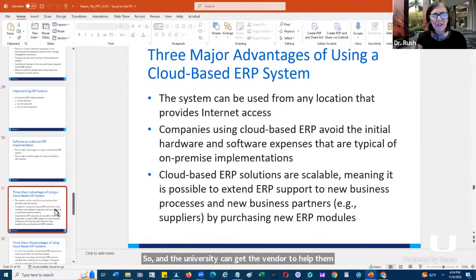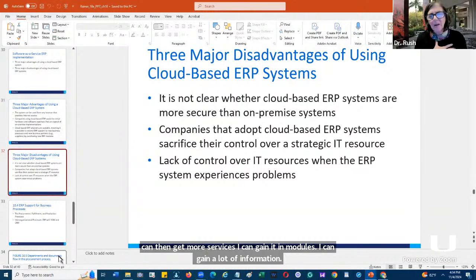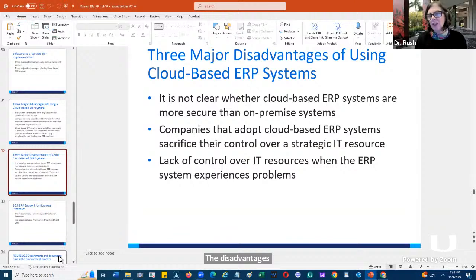So the advantages here, I would say, are that you can scale up, meaning that as I get bigger, I can then get more services. I can gain it in modules. I can gain a lot of information. The disadvantage is that I may not have as much control. The disadvantage may also be security. I have a lot of important data, think about it, Sebastian.